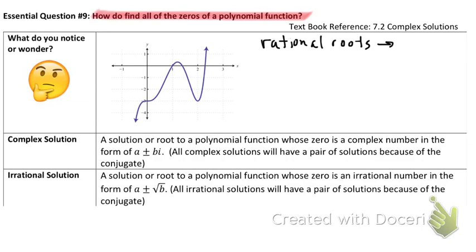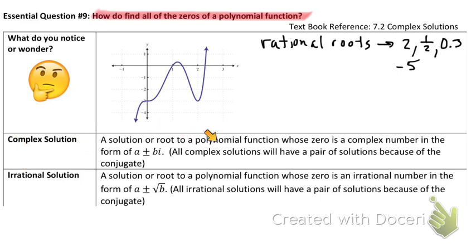They include whole numbers like 2. They can include fractions like 1/2. They can include decimals like 0.3. They can also include negative numbers like -5. Okay? Those are rational roots. But sometimes when we are solving polynomials, we get other types of roots. And these types of roots are called complex roots or irrational roots.